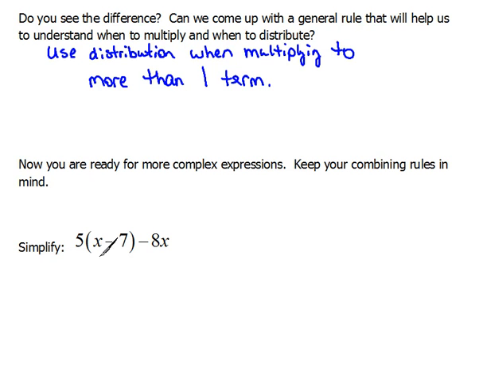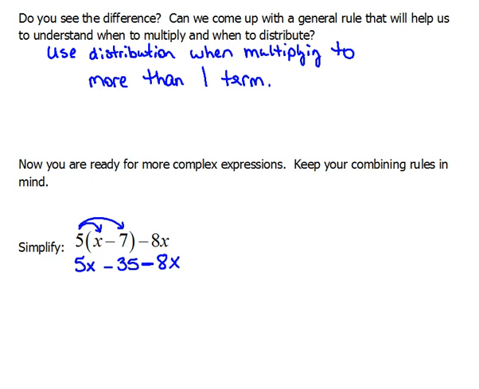So here we have our very first problem, and the first thing that we need to do here is we need to take care of this distribution. So 5 times x would be 5x. 5 times negative 7 would be minus 35. And then we still have this minus 8x out here. Now once all distribution is done, now we can start combining like terms if possible.